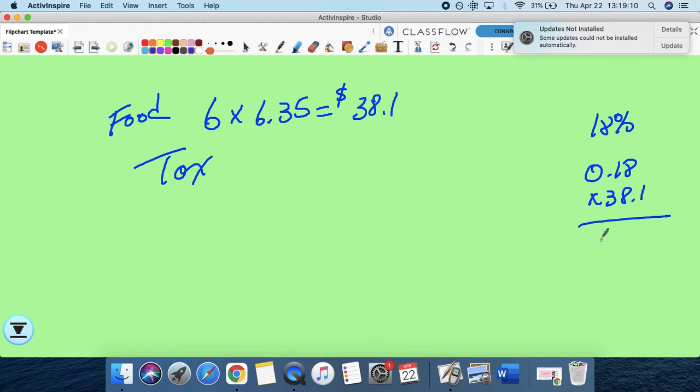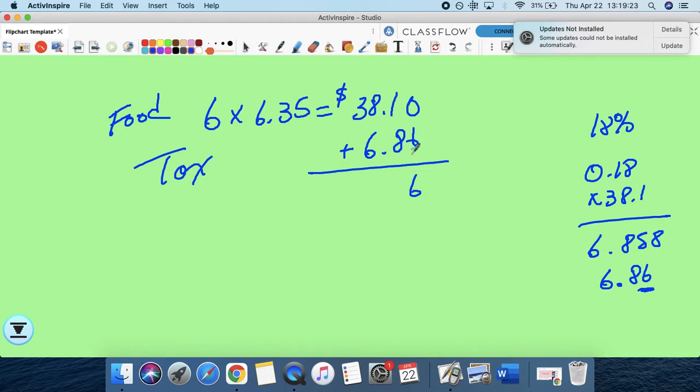So the tax is $6.858. We're going to change it to $6.86. So $6.86. So we add them up. 6, we'll put a 0 here. 9, 14, goes 1. $44.96 es tu total con el tax.